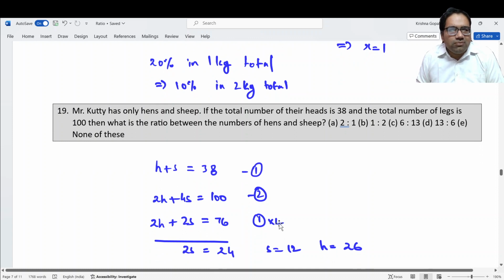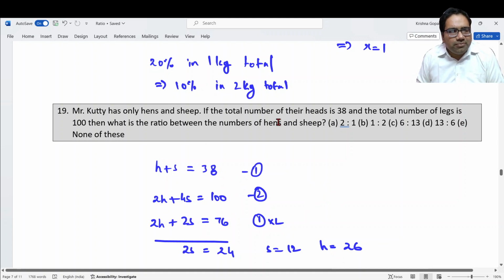Let's multiply equation 1 by 2. Then we will get 2h plus 2s equal to 38 into 2, 76. Let's subtract the second equation from the first one. 2h will get cancelled. 2s equal to 100 minus 76 equal to 24. That means s equal to 12. What is s? Number of sheep. What does that mean? h equal to 26, because number of hens plus number of sheep is 38, right? 38 minus 12 is equal to 26.